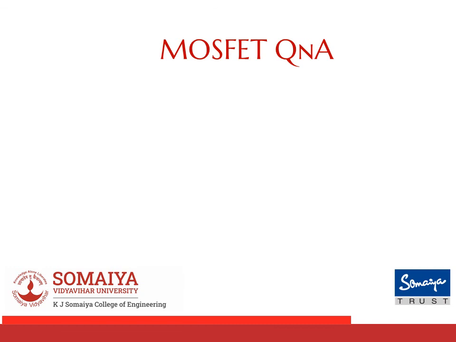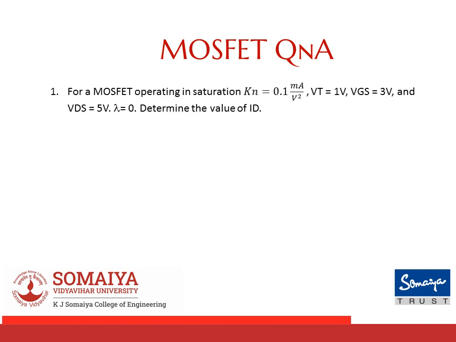Let's go ahead and look at few more questions on MOSFET. The first one says that the MOSFET operation in saturation, Kn is equal to 0.1 milliamperes per volt square, Vt is equal to 1 volt and Vgs is equal to 3 volts and Vds is equal to 5 volts. Lambda is given to be 0, so you have to determine value Id. So in this case, Id comes out to be 0.4 milliamperes.